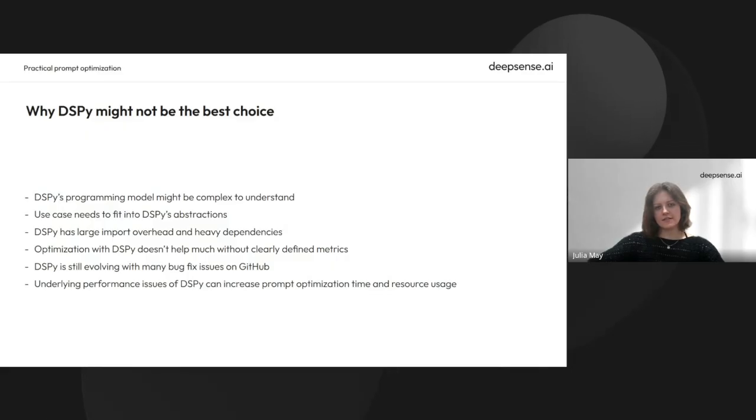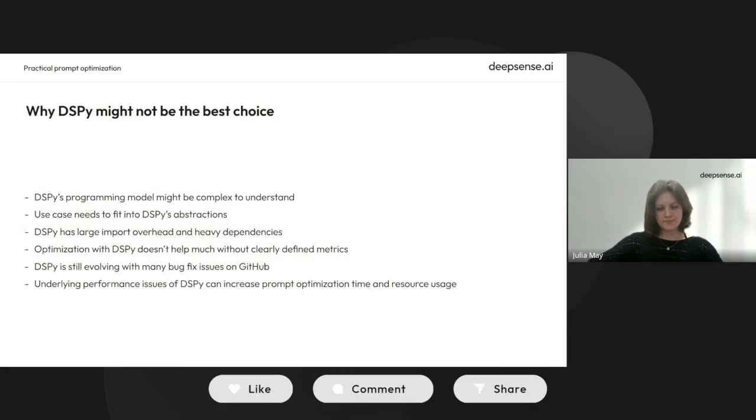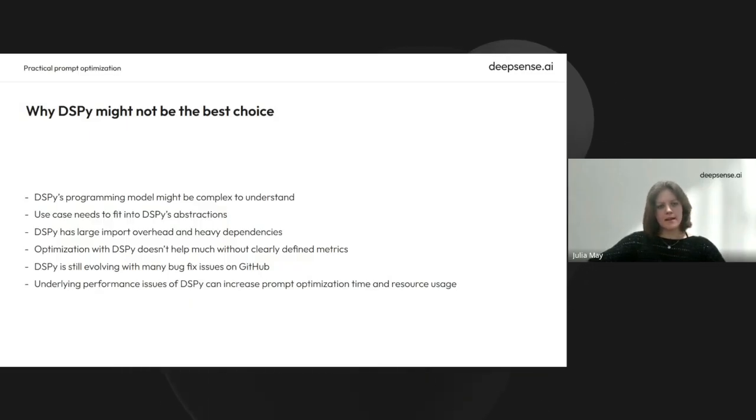Also, you need clearly defined metrics if you want to do prompt optimization with DSPy. And also, DSPy is still evolving, so there are many bug fix issues on GitHub that are not resolved. So it might turn out to be unstable in some cases. And also, it has some performance issues, so the prompt optimization time and resource usage can be quite large.